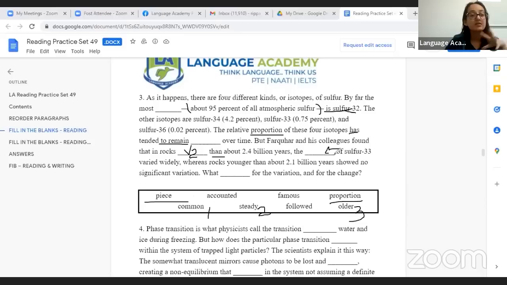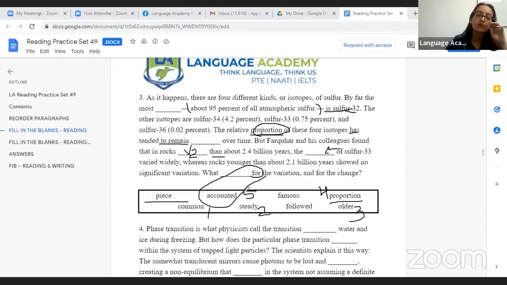So what is the context talking about? The context is about proportion. So we cannot say piece of sulfur, and moreover sulfur cannot have a piece. So it will be the proportion of sulfur varied widely, whereas rocks younger than about 2.1 billion years showed no significant variation. What dash for the variation and for the change? What famous followed or accounted? Only 4 options were left. And something which is a collocation with "for" is "accounted for", two words which go together. Account for, accounted for, accounting for.